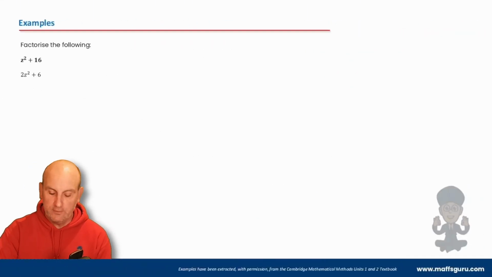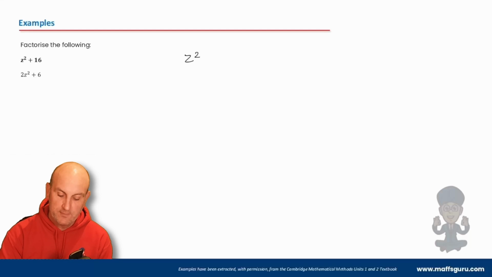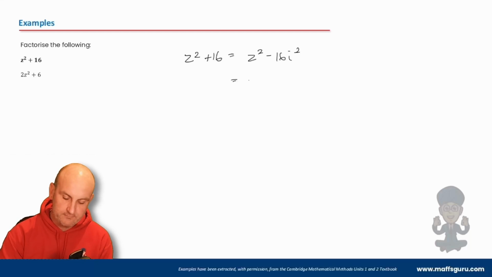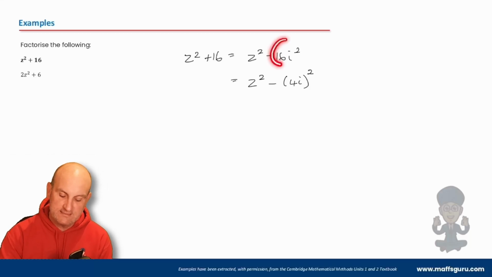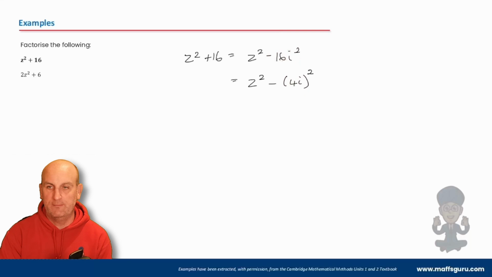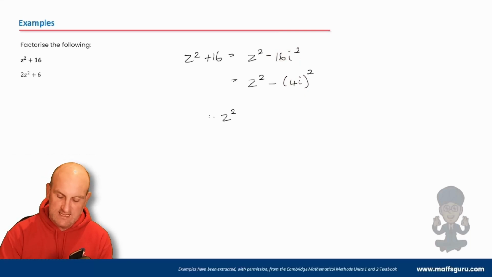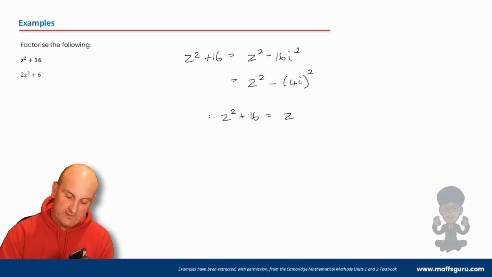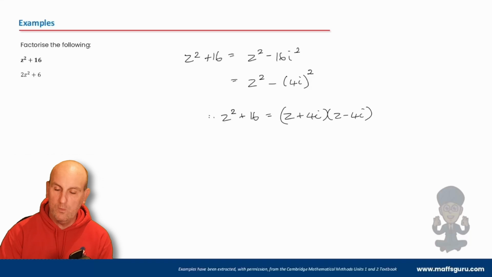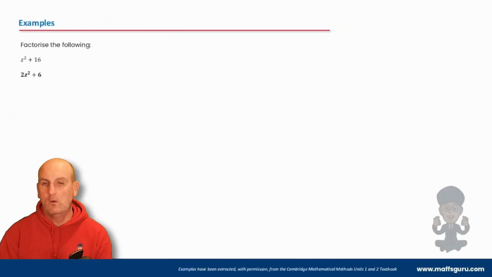A couple of examples. Oh, look at that: z squared plus 16. Well, I'm going to write that as z squared minus 16i squared, which is z squared minus (4i) all squared. Now, careful there, because that 16 has to square root to become the 4. So they are exactly the same, and therefore z squared plus 16 becomes equal to (z plus 4i) and (z minus 4i).